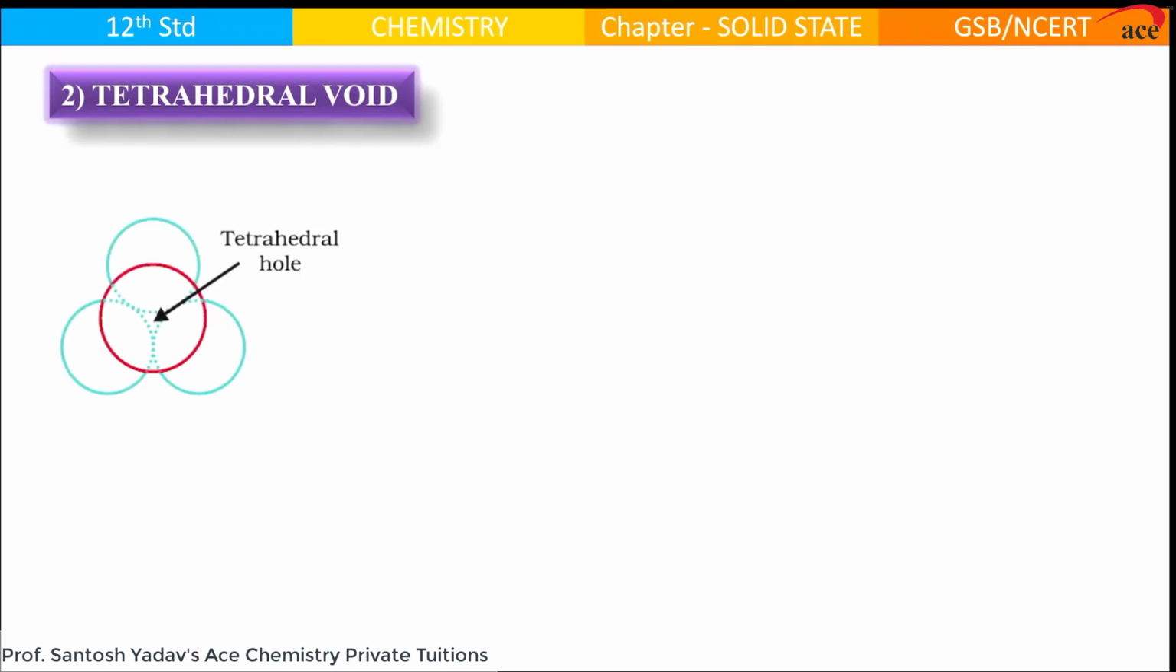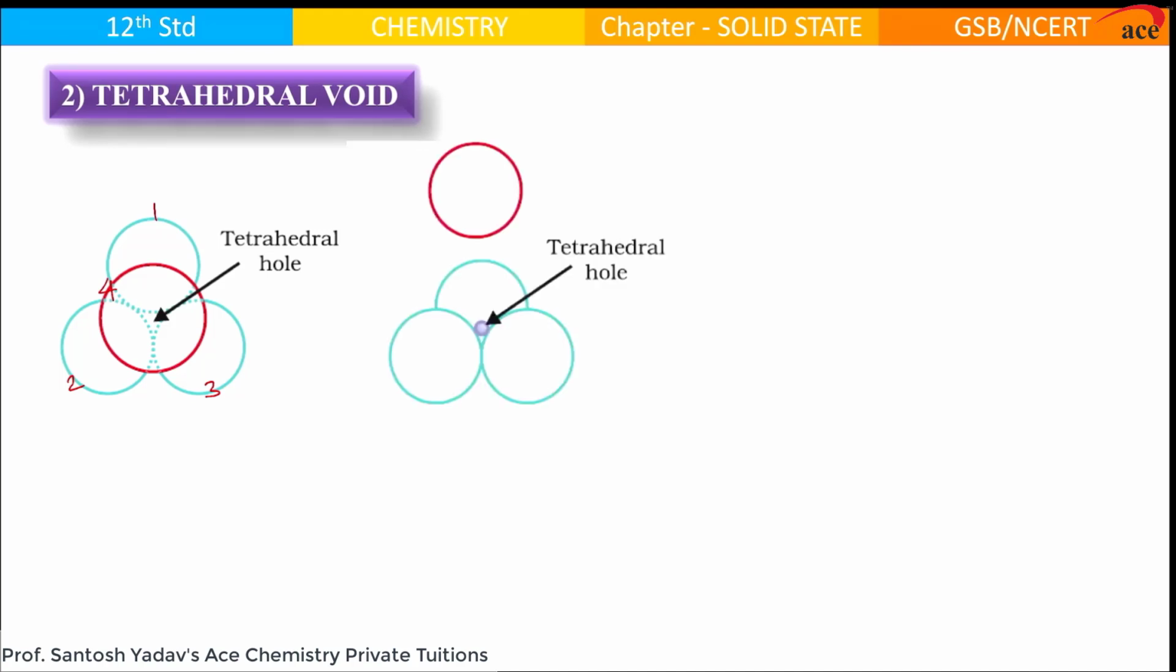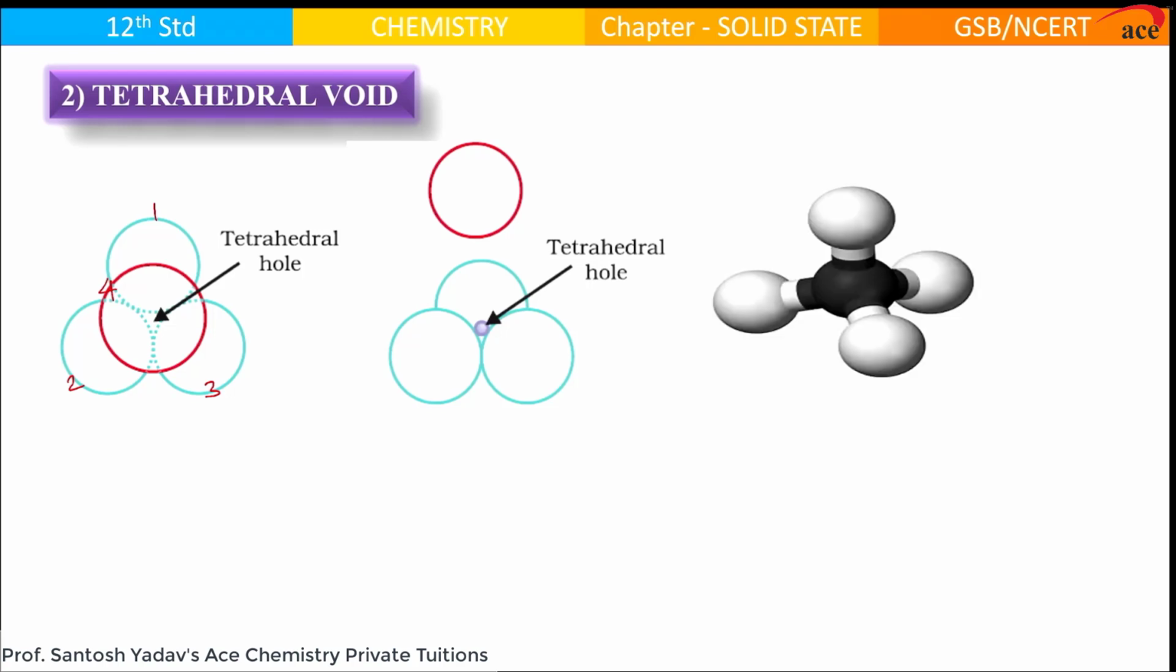Tetrahedral void we would like to see. Are you able to see 3 spheres? Above them there is a 4th sphere kept. Then the void trapped between these 4 spheres is called a tetrahedral void or tetrahedral hole. In this diagram, 3 spheres are shown by blue colored balls, and above that the red colored ball is placed, but the void which is there is called a tetrahedral void.